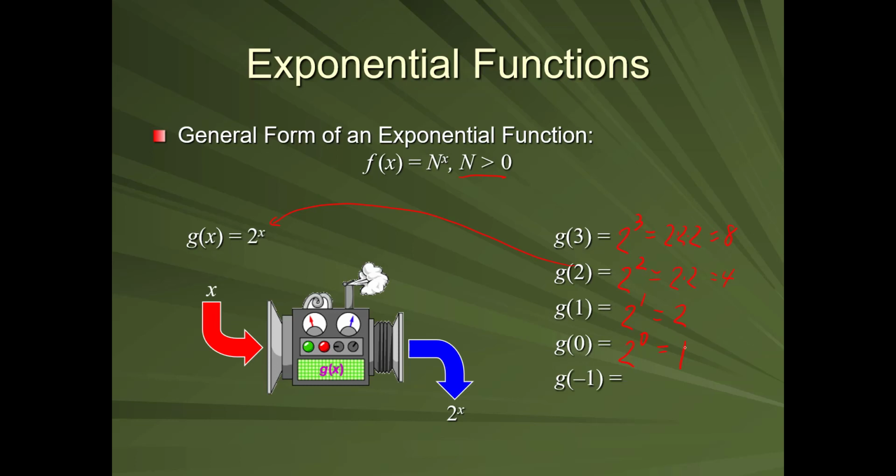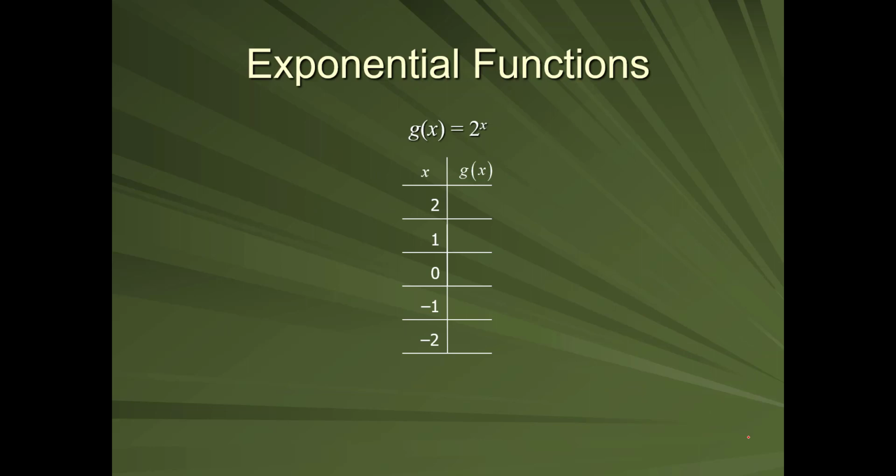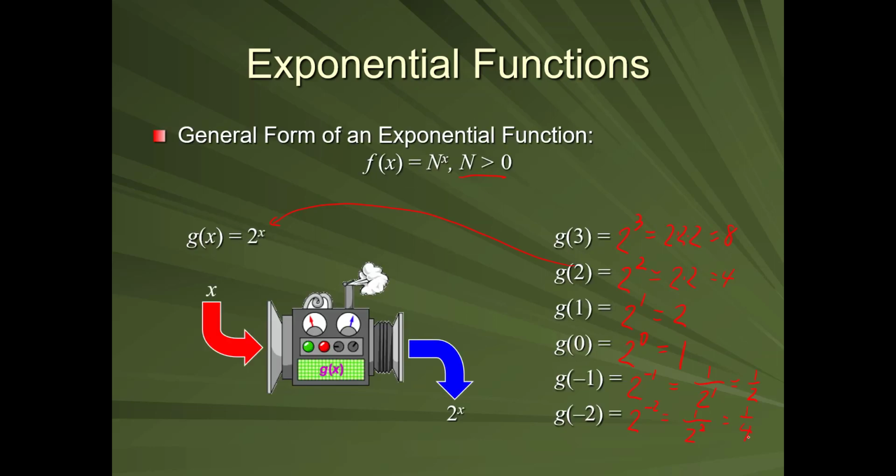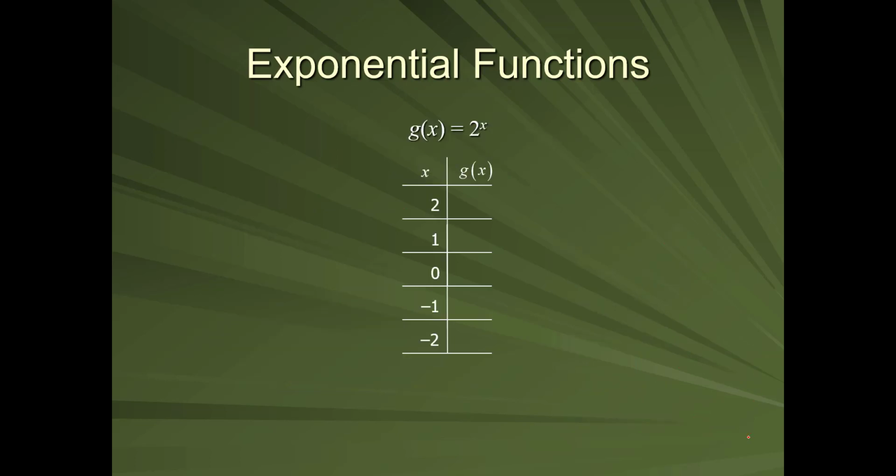g of negative 1, so it becomes 2 to the negative first power, so it becomes 1 over 2 to the first. So it's half. Now g of negative 2 is 2 raised to the negative second power, so it becomes 1 over 2 to the second. It's a quarter. And also, okay, so we basically get some ordered pairs from the function itself.